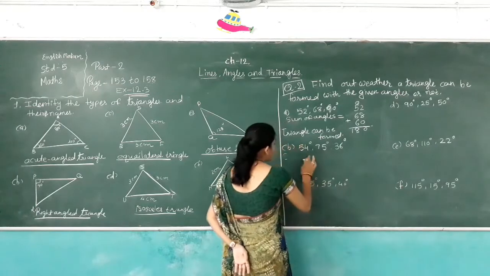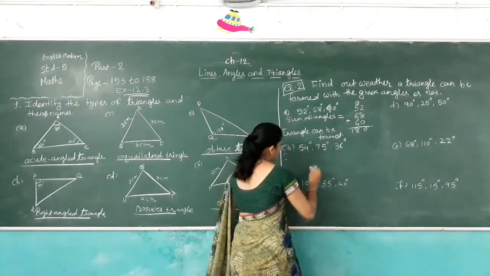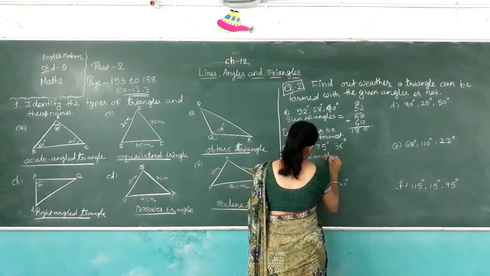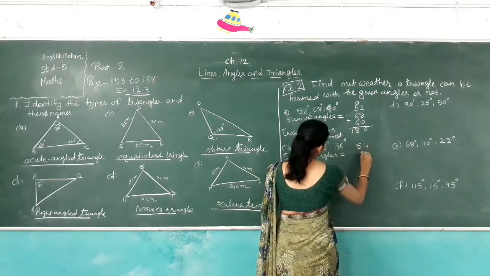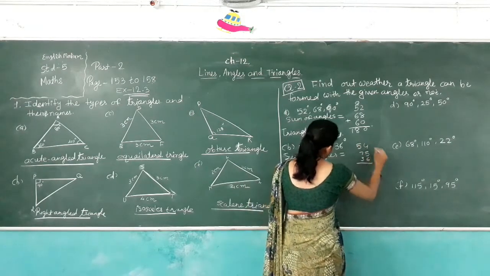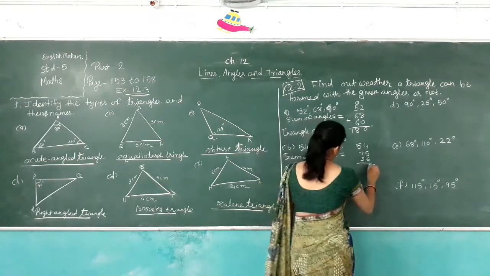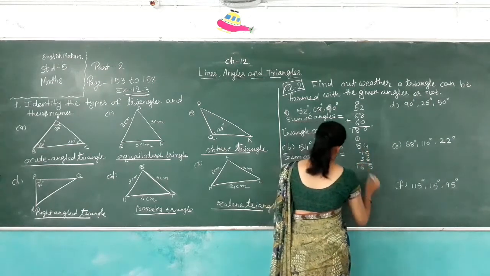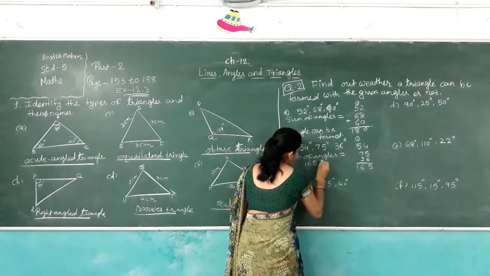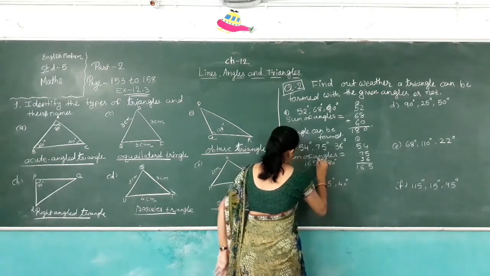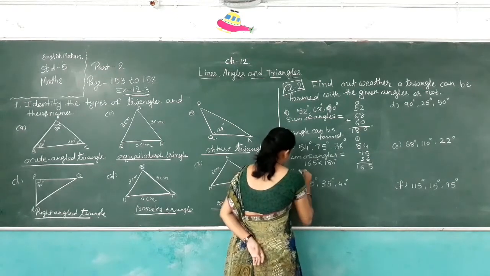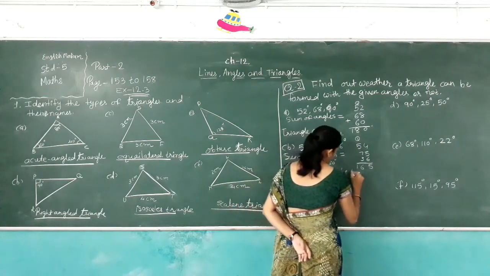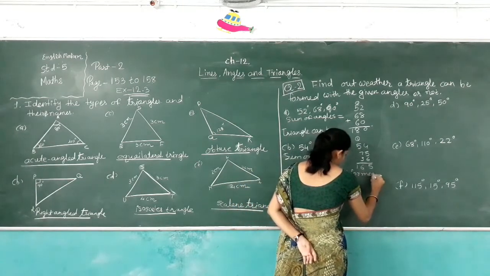Now next one. The sum of these three angles, 54, 75 and 36. 6 plus 4 is 10, 10 plus 5 is 15, carry 1, 7 plus 3 is 10, 10 plus 5 is 15 plus 1 is 16, so 165. 165 is less than 180 degrees. So the triangle cannot be formed.